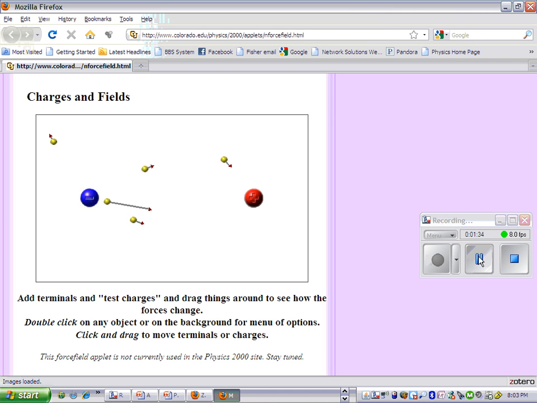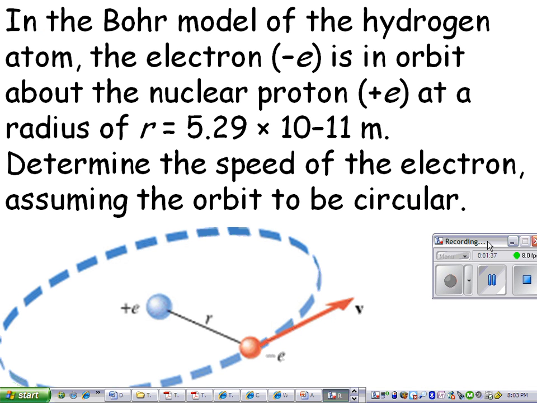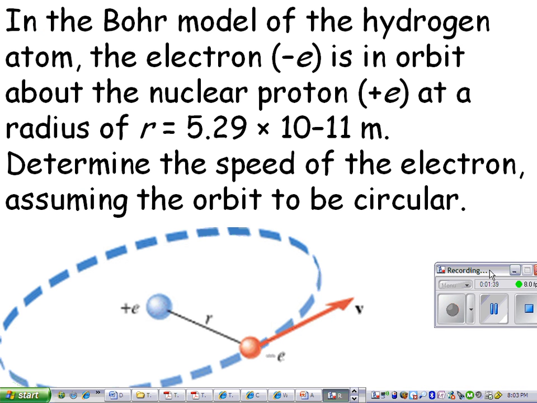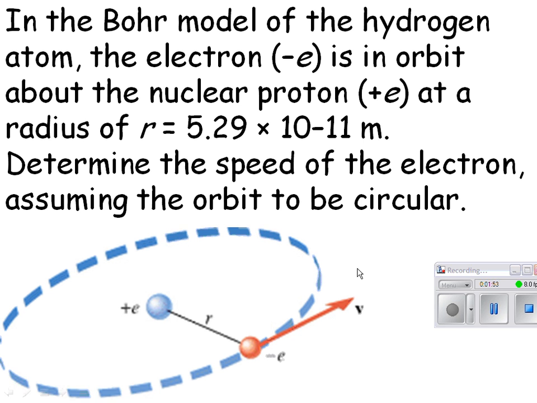Now, an interesting idea here is that in the Bohr model of the hydrogen atom, the electron, negative e, is in orbit about the nuclear proton, positive e, at a radius of 5.29 times 10 to the negative 11th meters. Determine the speed of the electron, assuming the orbit to be circular. So I want you to pause the video and see if you can think of how you would solve this problem.